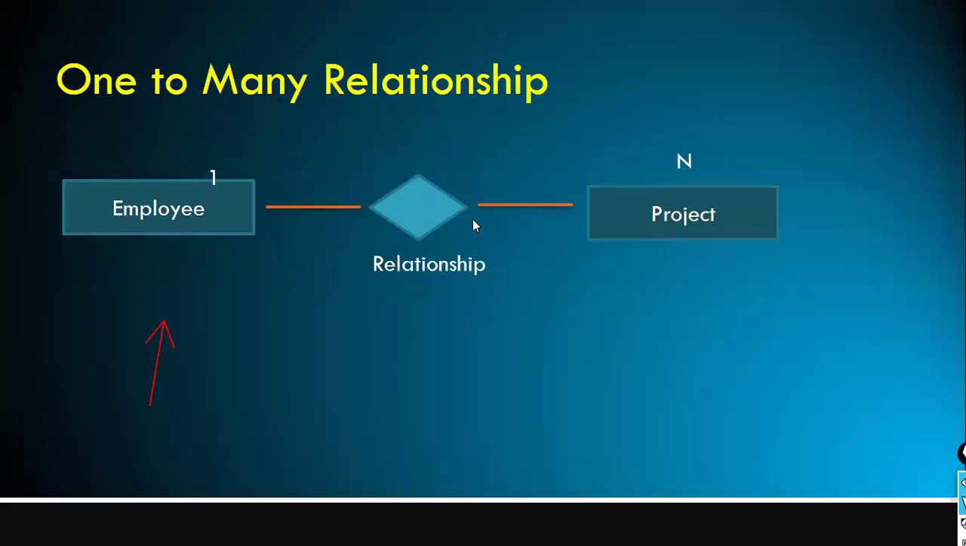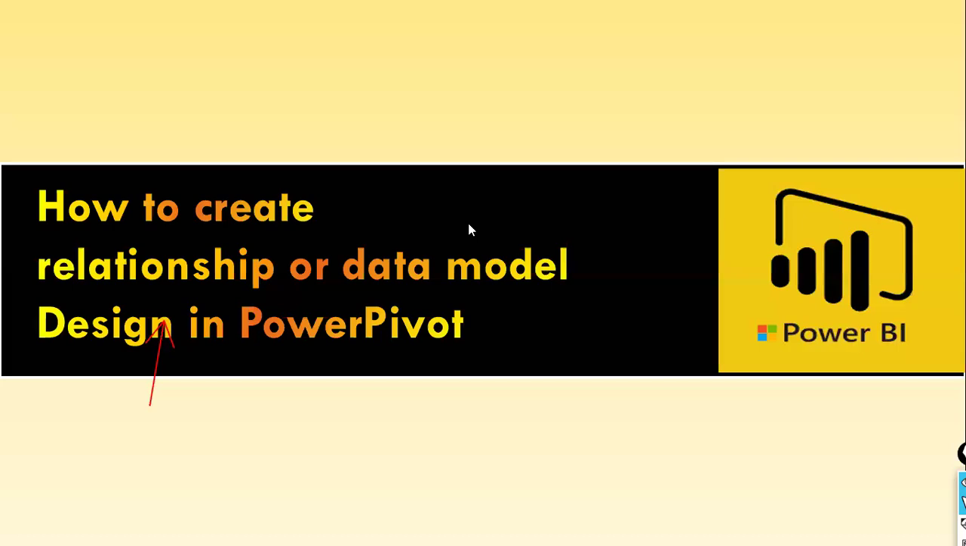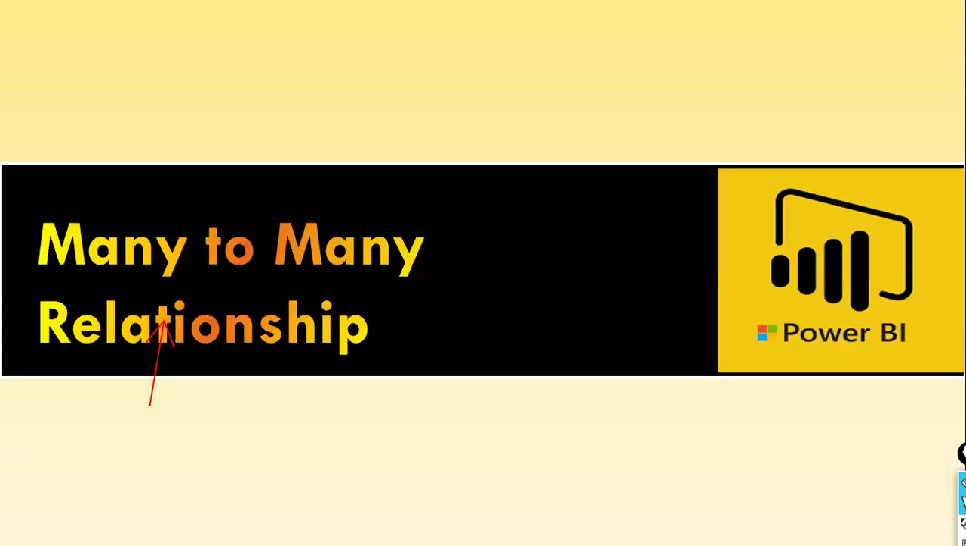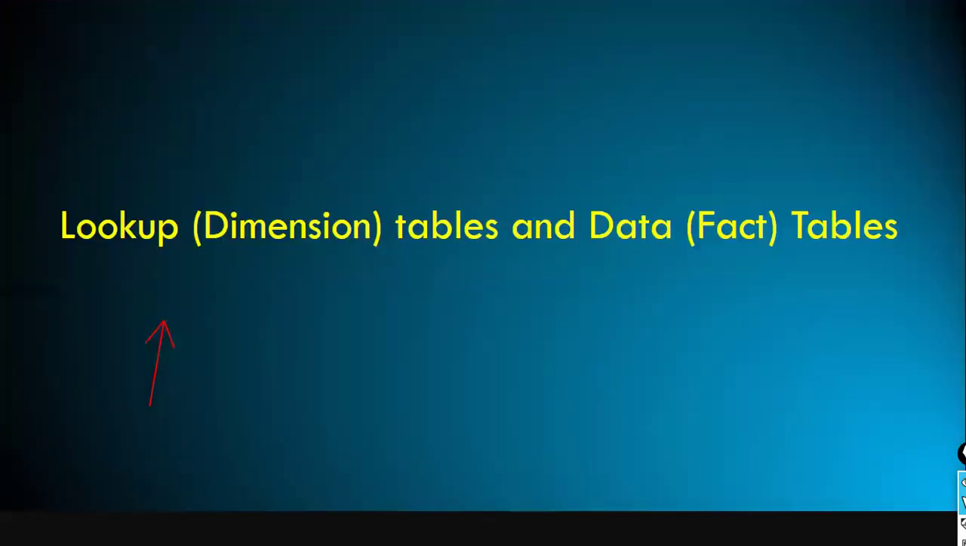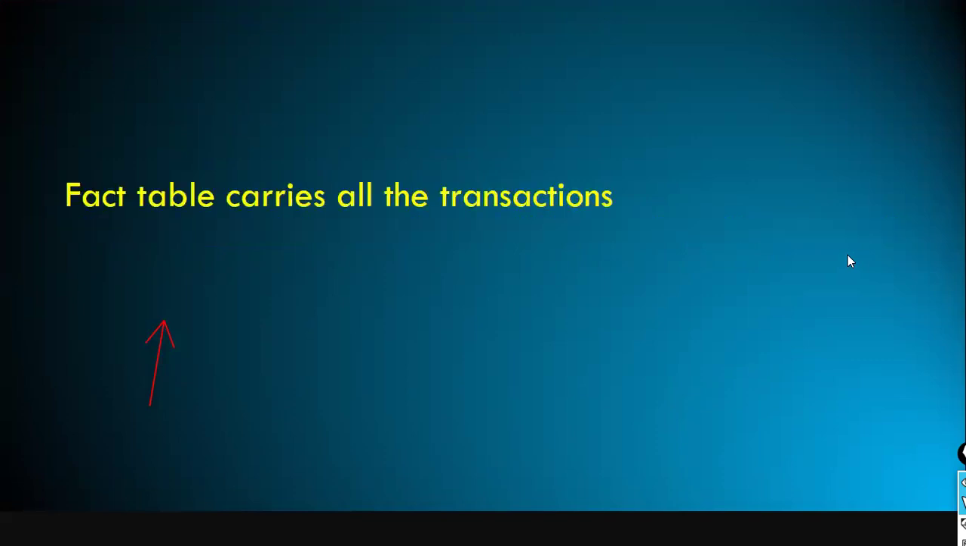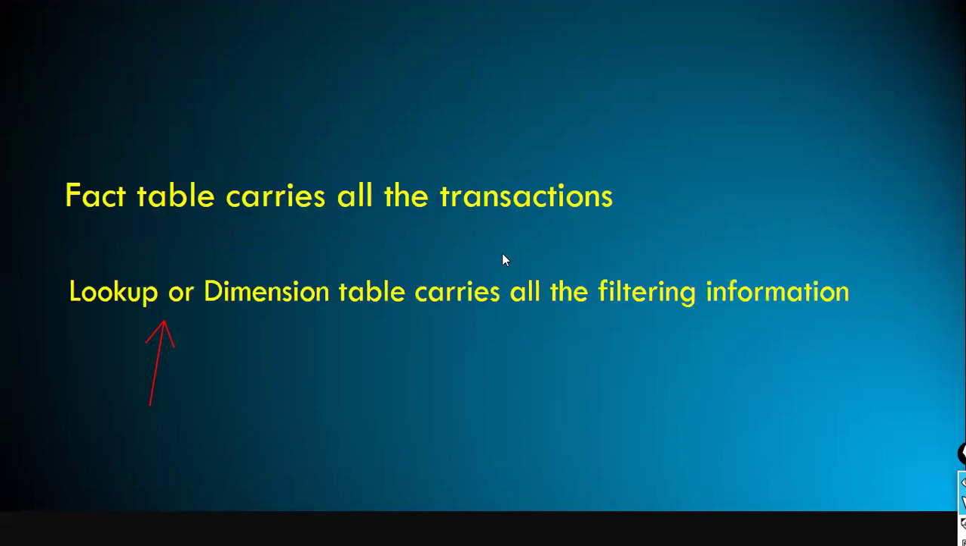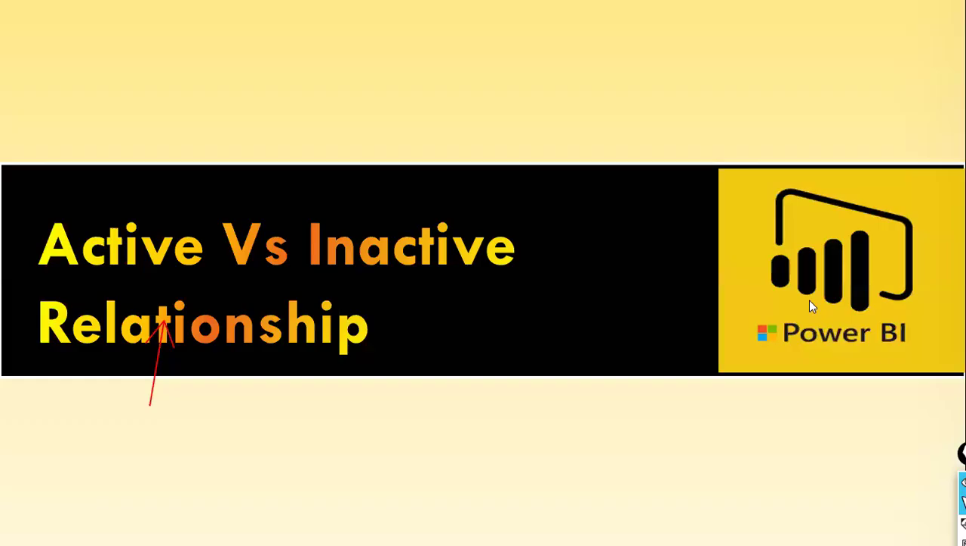So all these things we discussed in yesterday's session: one to one, one to many, many to one relationships. All the things we discussed. And also we have seen how to create a relationship between the tables in the Power BI Desktop model. The dimension tables are also called lookup tables, and in some cases the fact tables are called data tables. Remember that, okay? So the fact table carries all the transactions, and the lookup table or dimension table carries all the filtering information. So next, we will see what this one is.